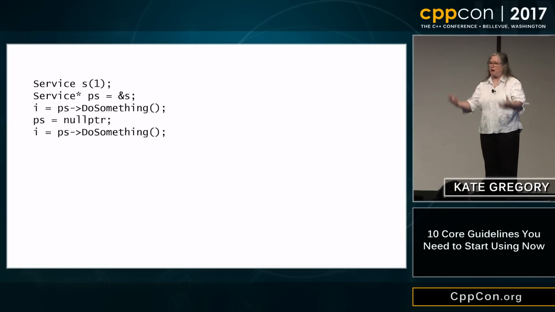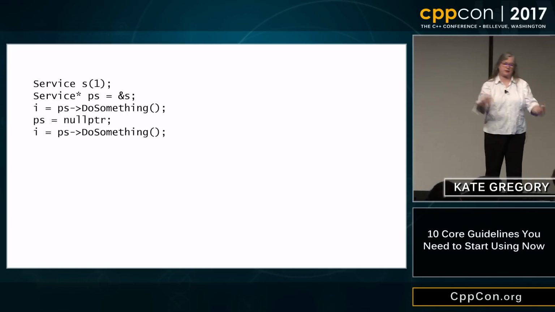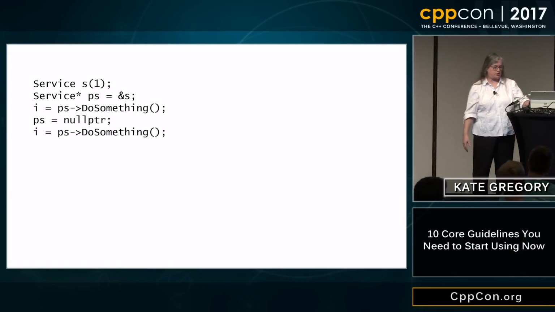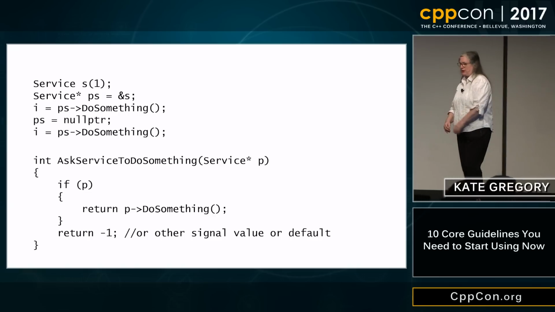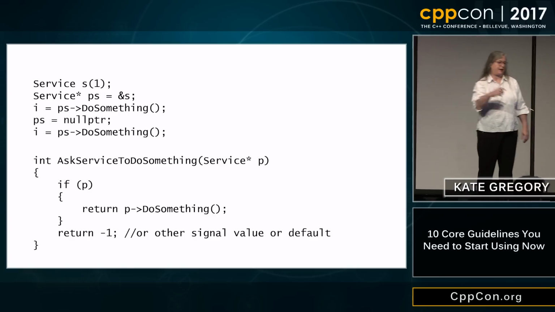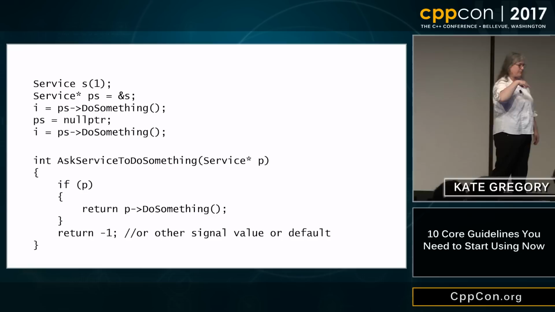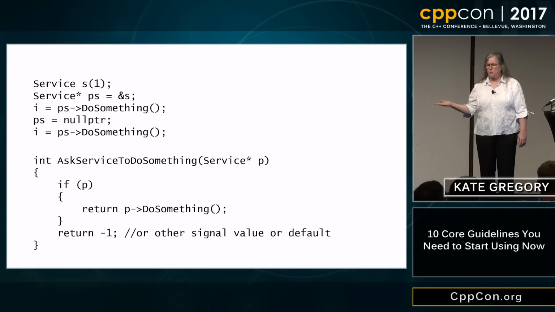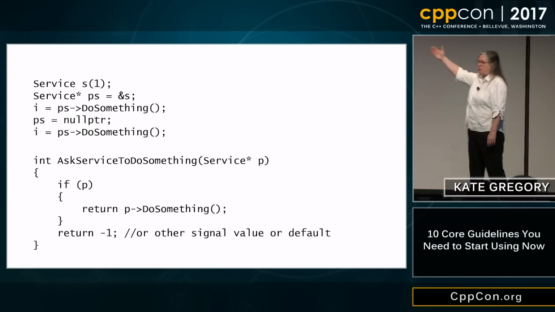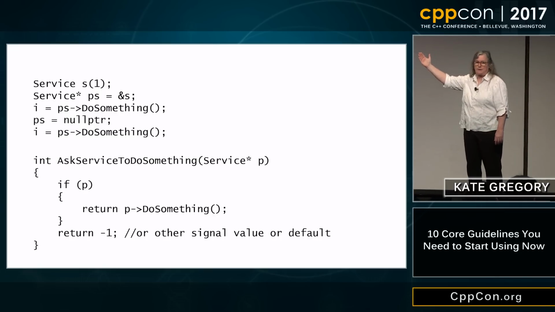So you need to check if the pointer isn't null, blah, blah, and that's really boring, so you write a little helper function, right? Ask the service to do something, which is all fine till you get to the part after the if. Like, if I can't return p points to do something, what can I return? Should I throw an exception? Well, that's kind of stupid. I'm doing this so I won't get a null pointer exception. If I was okay with catching an exception, I could have caught the null pointer exception.